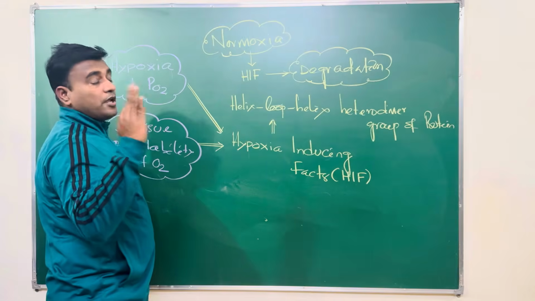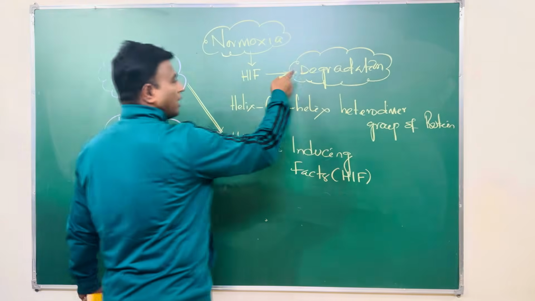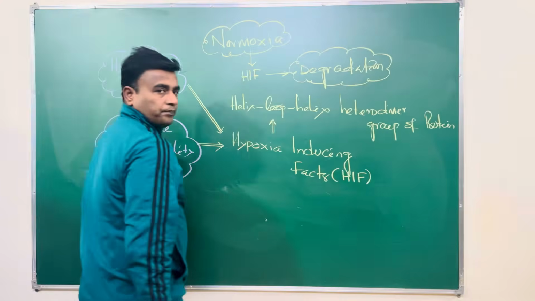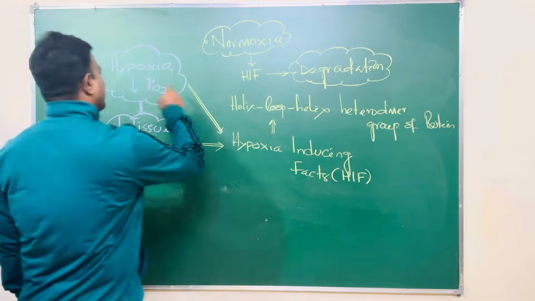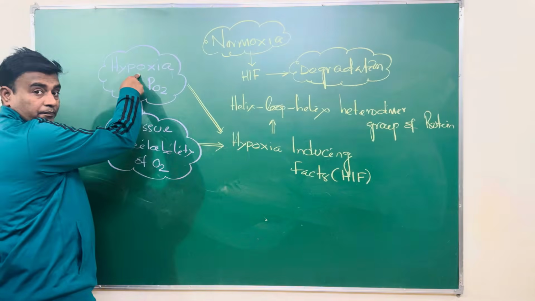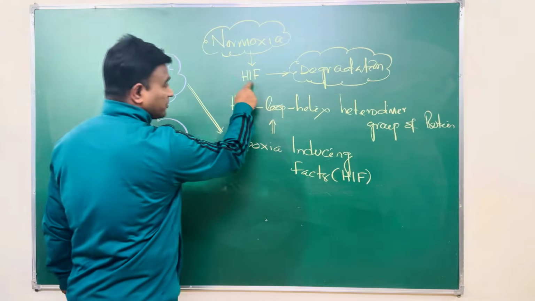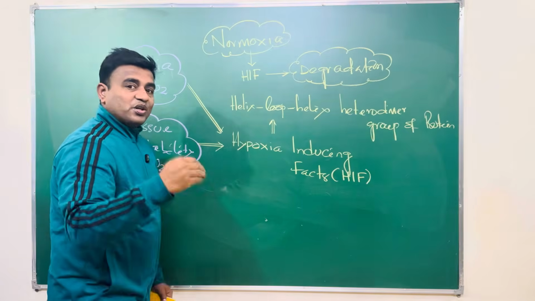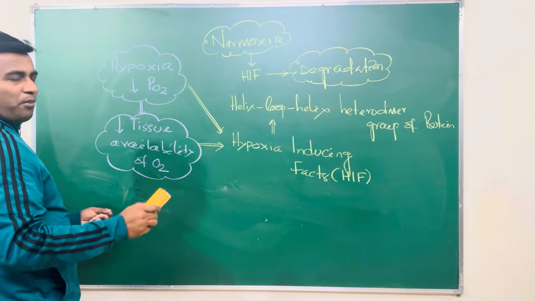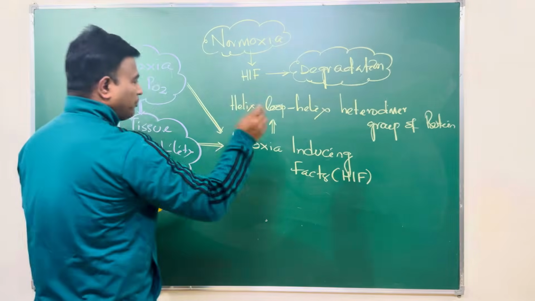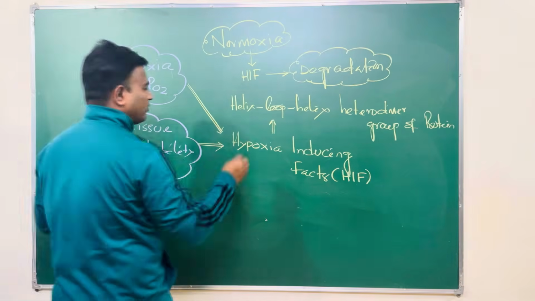Now there are three very important questions. How does it undergo degradation during normoxia? How is it not degraded during hypoxia? And how does hypoxia cause this HIF to secrete erythropoietin? Now let's make a very important flow chart. Before that, let me tell you a few things, then I'll go.